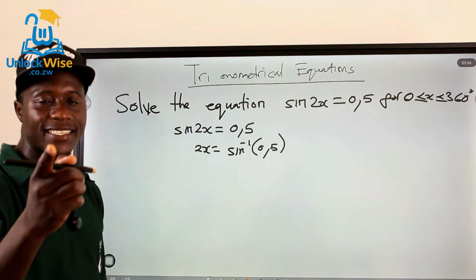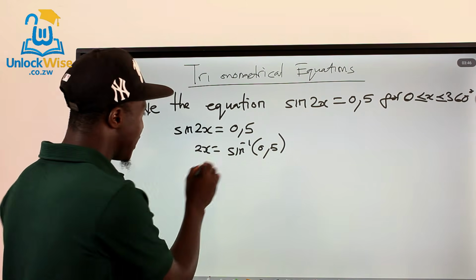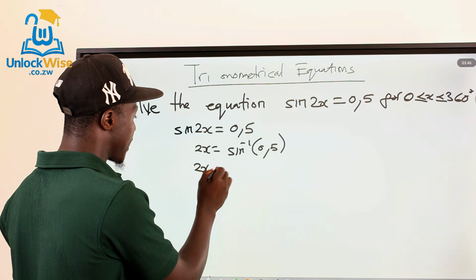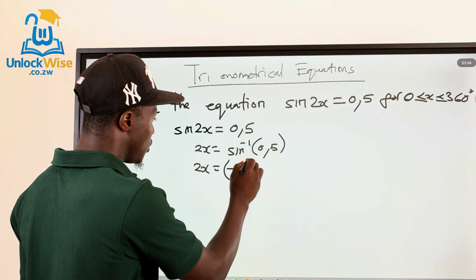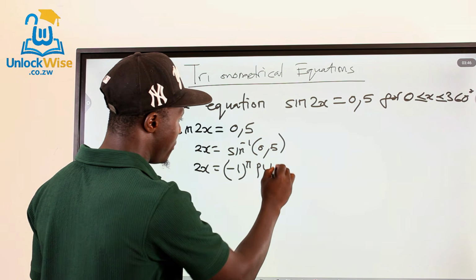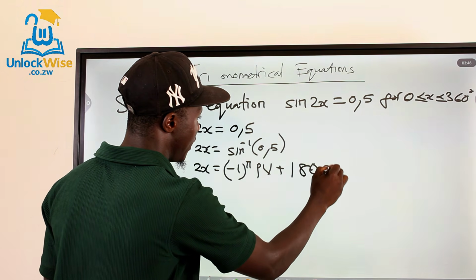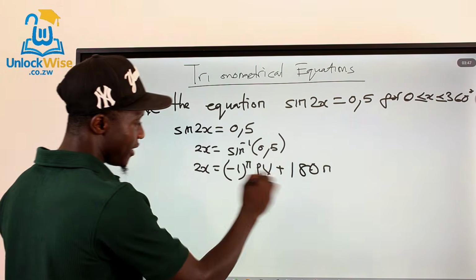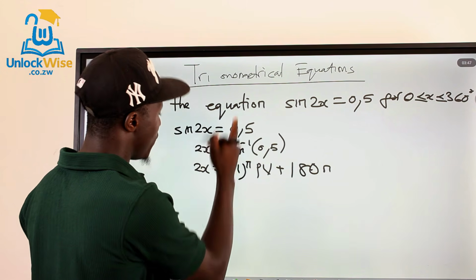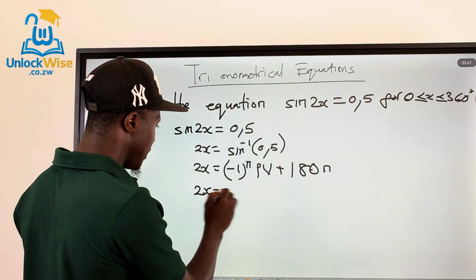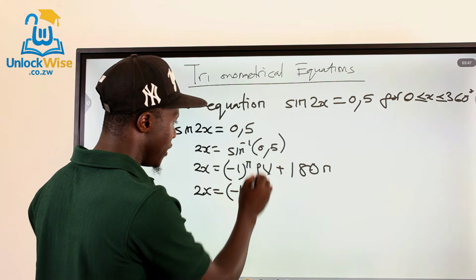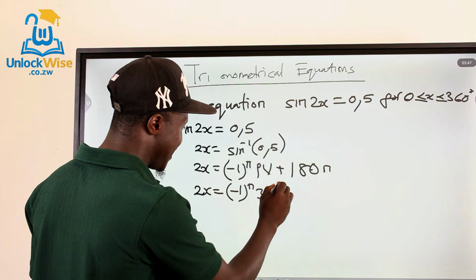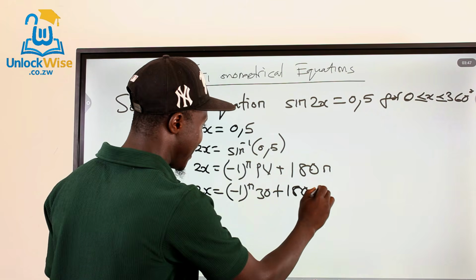So now what's the arc sine of 0,5? Using a calculator, the arc sine of 0,5 is 30 degrees. So we're going to say 2x is equal to (-1)^n PV + 180n, where PV is the principal value. So we are going to replace the PV part with the 30 degrees. We're going to say 2x is equal to (-1)^n times, what is our principal value? The arc sine of 0,5, that's 30, plus 180n.